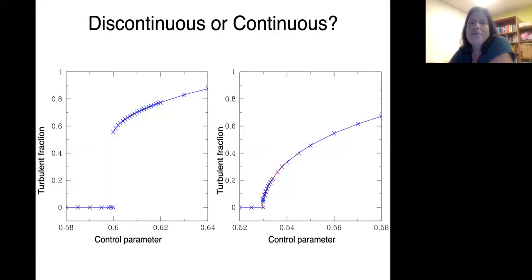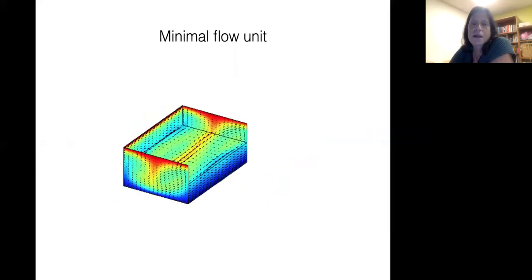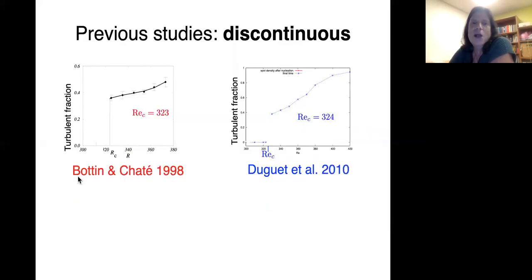Okay, so by this means, we were able to address the question: is the transition continuous or discontinuous? If we measure the turbulent fraction, it had been thought that it was discontinuous. That is to say, both experimentally and numerically, people had measured the fraction of the flow that was turbulent, and they saw it go down suddenly at 324, and the same thing experimentally. So you'd think they were right. But why did they see that?